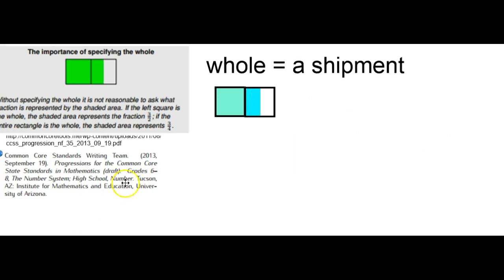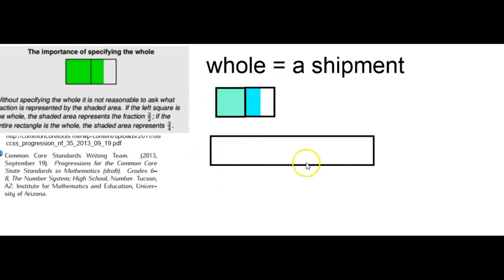What if our whole isn't one box though? Let's say this is one box of candy bars. But if you order a shipment of candy bars, that consists of two boxes. Our whole is now a shipment. So our whole is this entire shape right here. It's both of the boxes together.